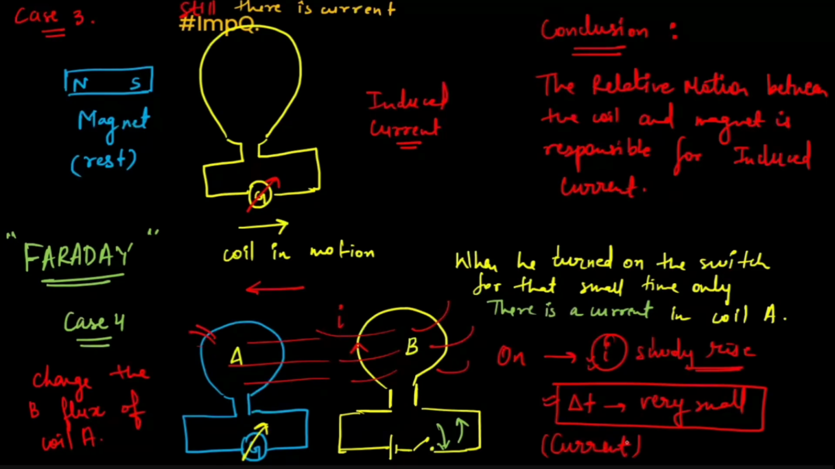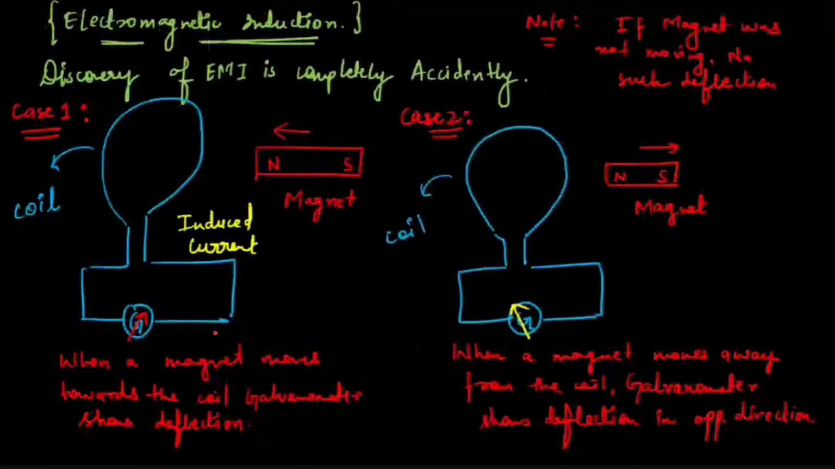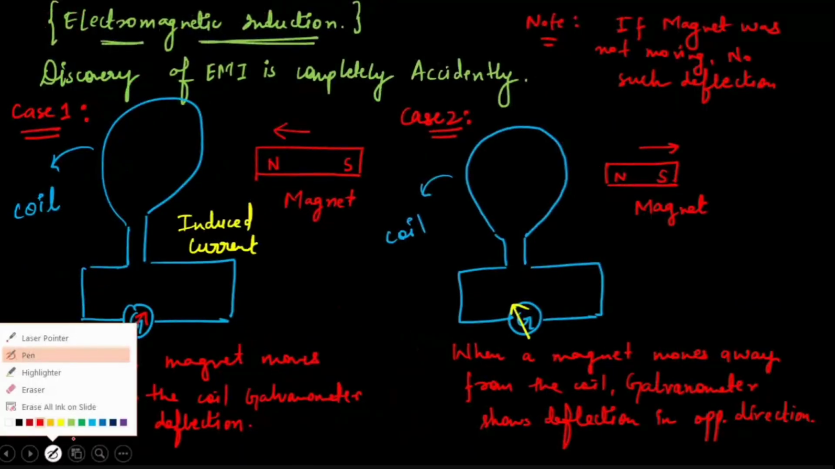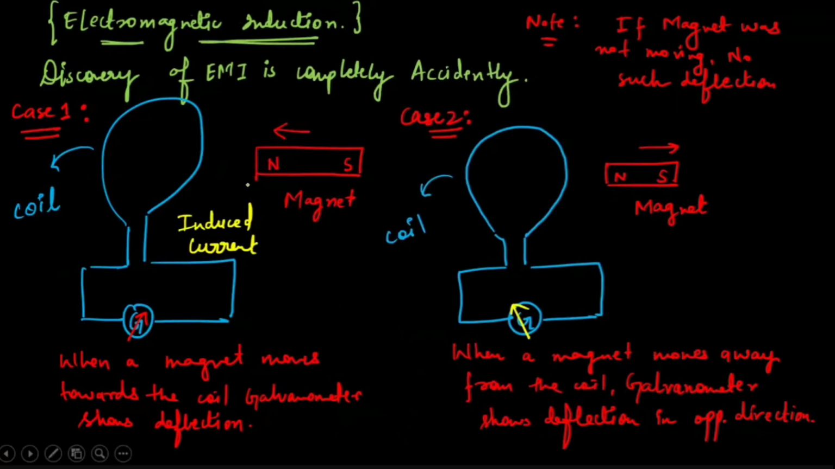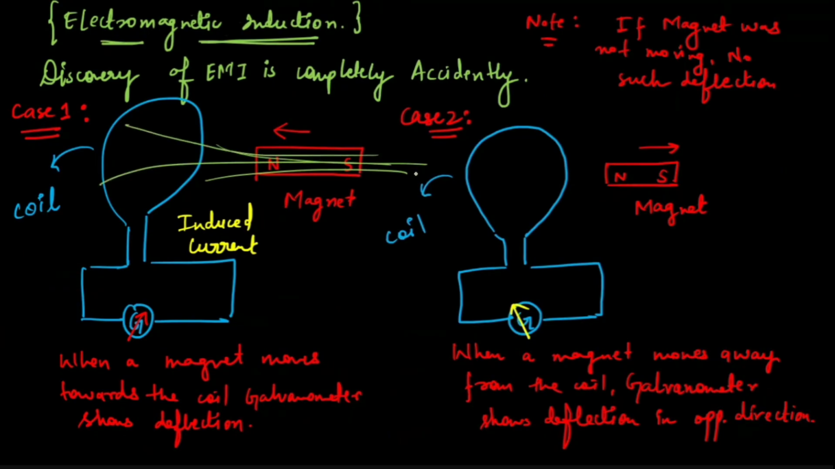So if he is getting current due to this particular thing, then this must be valid in the earlier cases as well. Now let us try to figure out whether it is actually valid or not. Just try to see when the magnet is approaching towards the coil. The magnet must have some field lines. These field lines pass from the magnet through the coil, and they keep on increasing. If the magnet is going towards it, the number of field lines passing through this coil will keep on increasing.